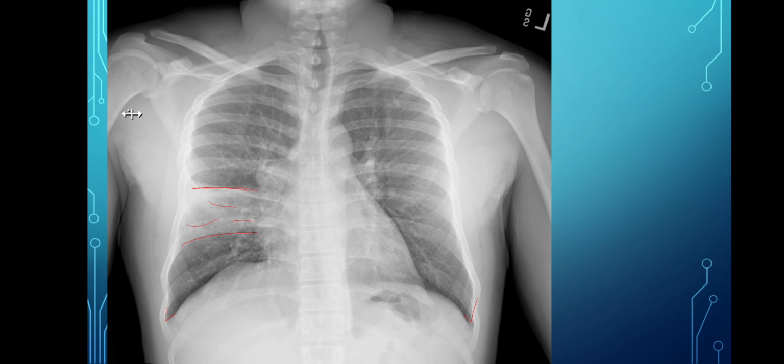This is without any mediastinal shifting. The trachea is in the normal position. So this is a clear diagnosis of right middle and lower lobar pneumonia.